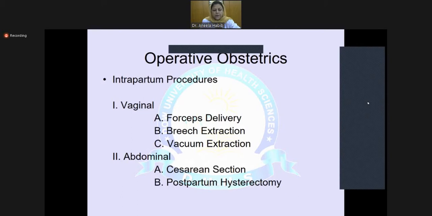And the abdominal procedure is the cesarean section, which is the lower segment cesarean section. And sometimes the patient goes into severe postpartum hemorrhage, and you may need to take the uterus out just to save the life of the patient. That is called the postpartum hysterectomy, done for obstetrical reasons or postpartum hemorrhage.